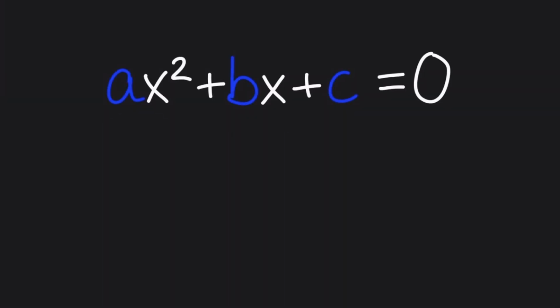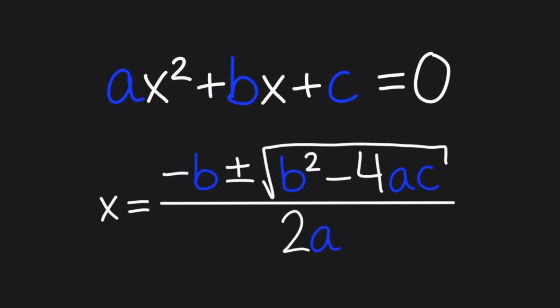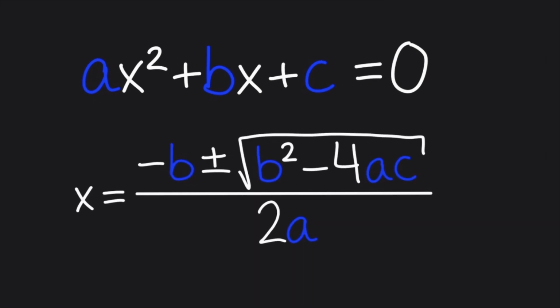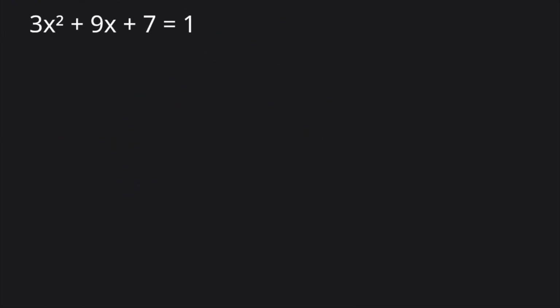You can use the quadratic formula with any quadratic function which is in the form ax squared plus bx plus c equals 0. The variables a, b, and c are the numbers that you will be inserting into the quadratic formula. Let's take a look at an example.